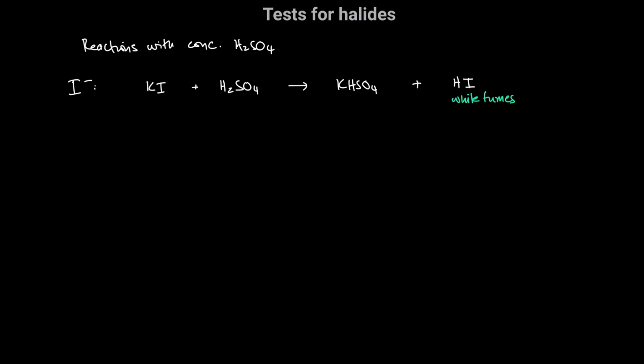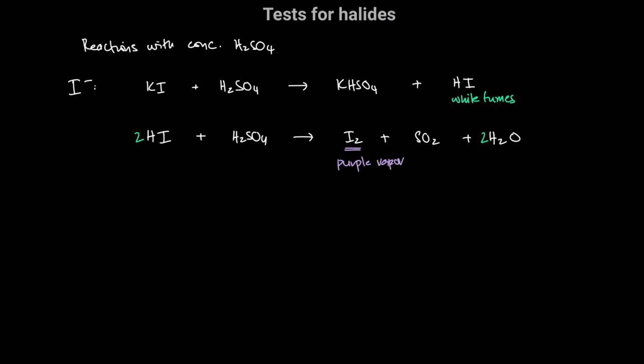So one way in which hydrogen iodide can react is in a very similar way to hydrogen bromide. HI can react with H2SO4 to form iodine, sulfur dioxide, and H2O. And the observation that we have here is that we see a purple vapor of iodine.